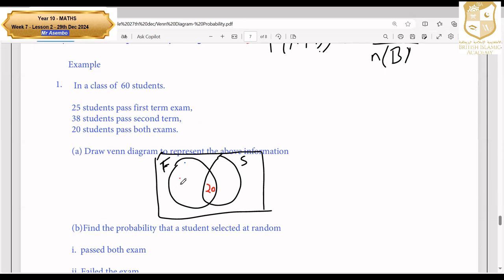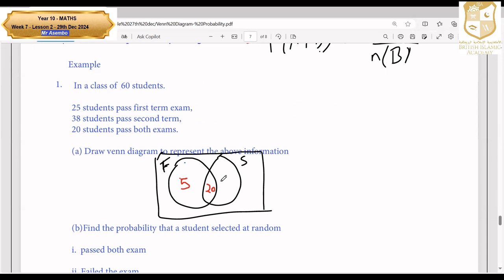Now let's go to the people who have passed the first term exam. The total who passed the first term exam is 25, which means here you can put 5. So 5 plus 20 gives us 25, the total of students who passed the first term exam.